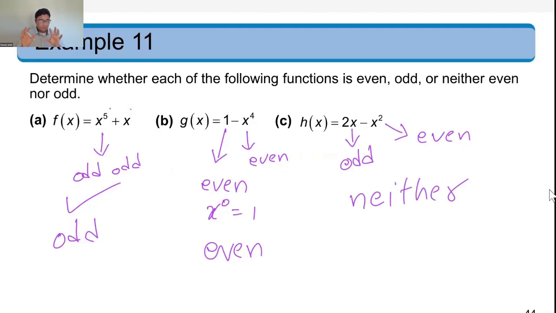Okay. So a lot of things are happening here. Let me repeat. Add or subtract odd functions, you get odd. Add or subtract even functions, you get even. If you add or subtract one odd and one even, you get neither odd nor even. Okay, neither odd nor even.